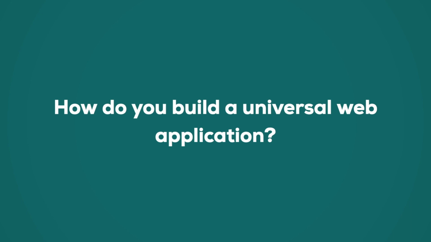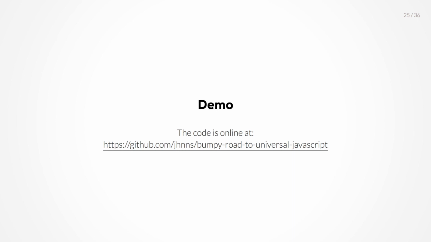So how do you build a universal web application? This is where we get to the demo. The road to universal JavaScript is quite long and bumpy, as I already said, so there are a lot of troubles ahead. Let's see how far we can get in time. The code is online on my GitHub repository, so if you're interested, you can take a look there and explore the code. Maybe you want to take a picture of it.